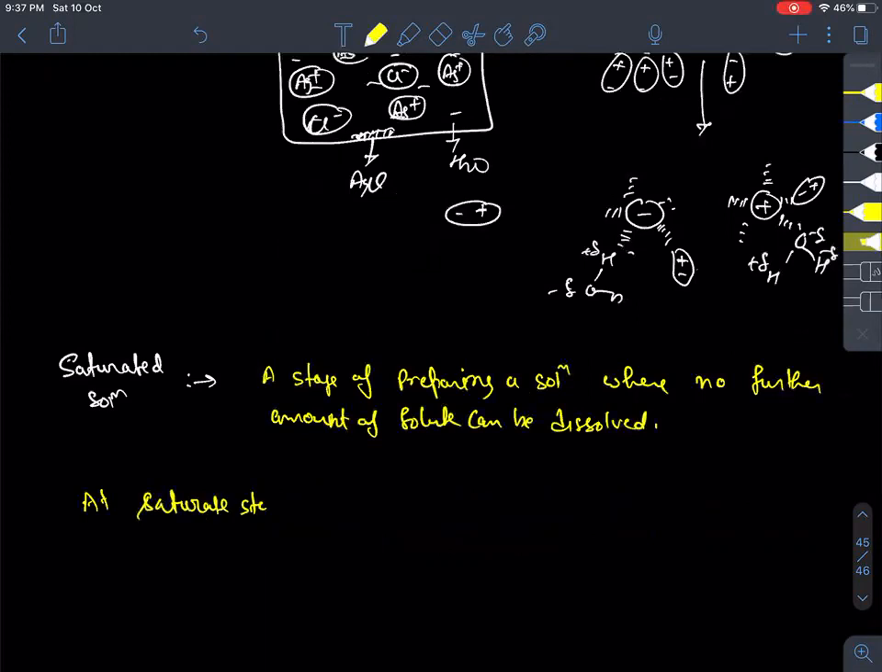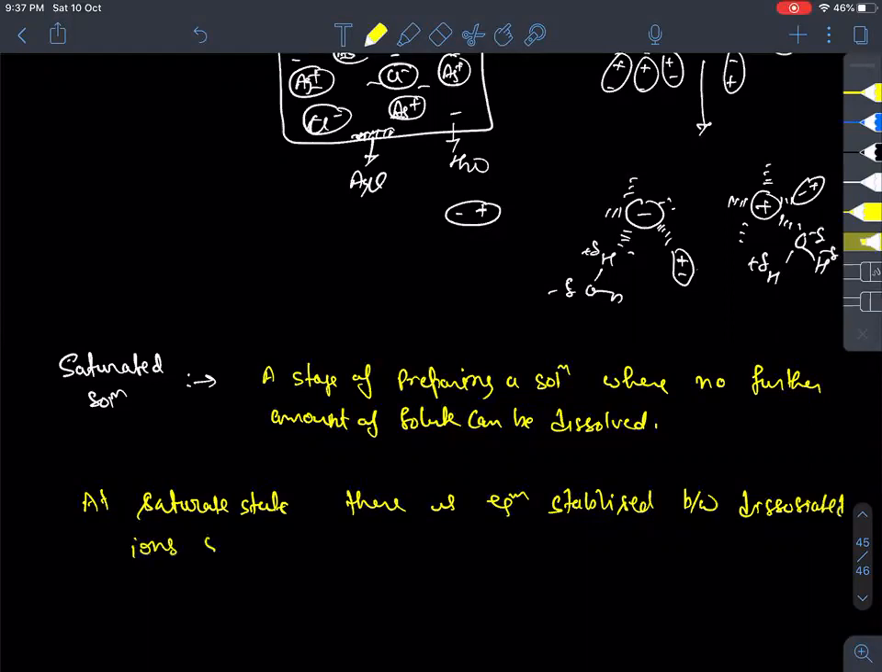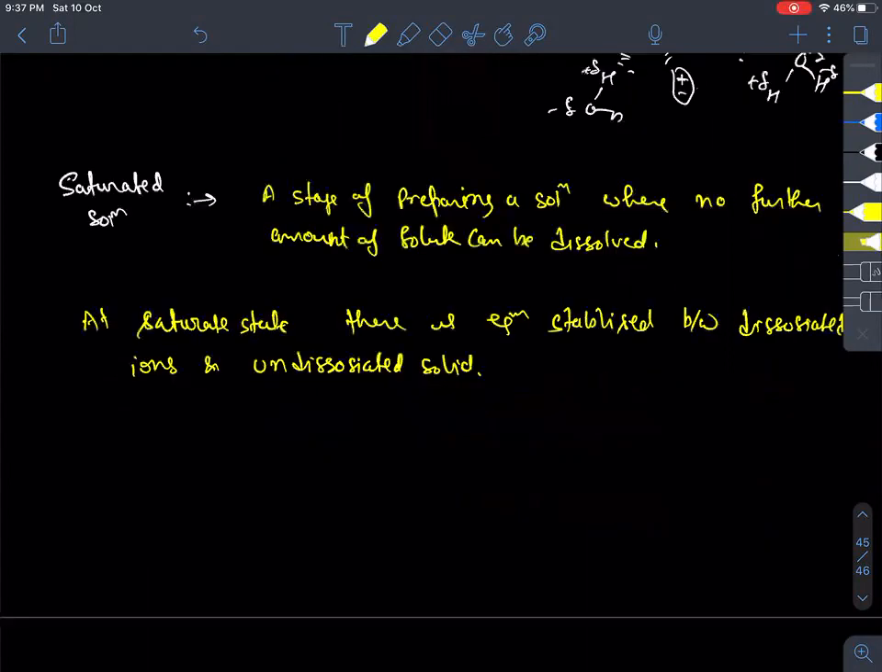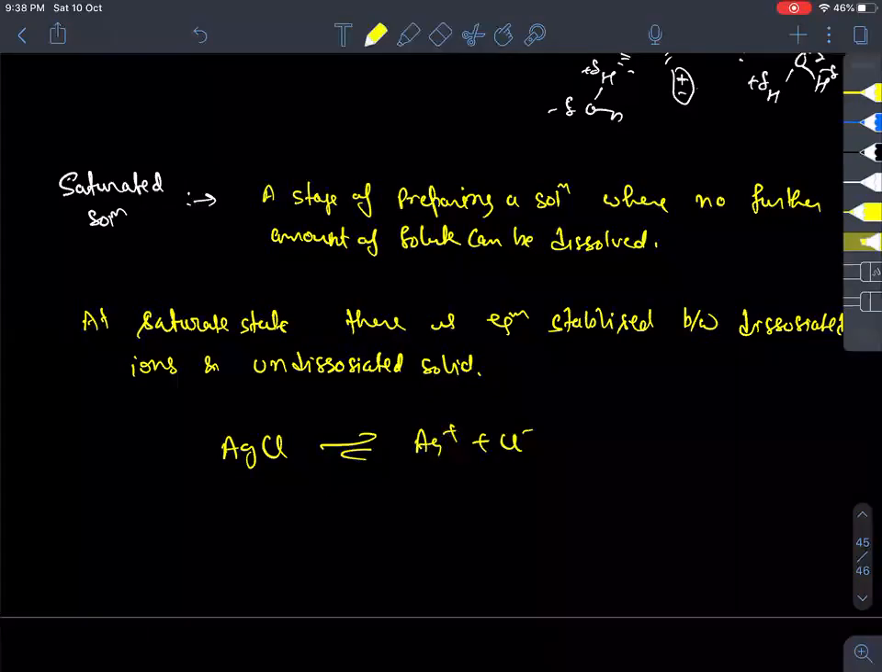So at the saturated state, what is happening? There is an equilibrium established between dissociated ions and undissociated solid. So basically at the saturated state, this equilibrium between Ag plus and Cl minus and the solid will be established, right? And now, what is solubility?